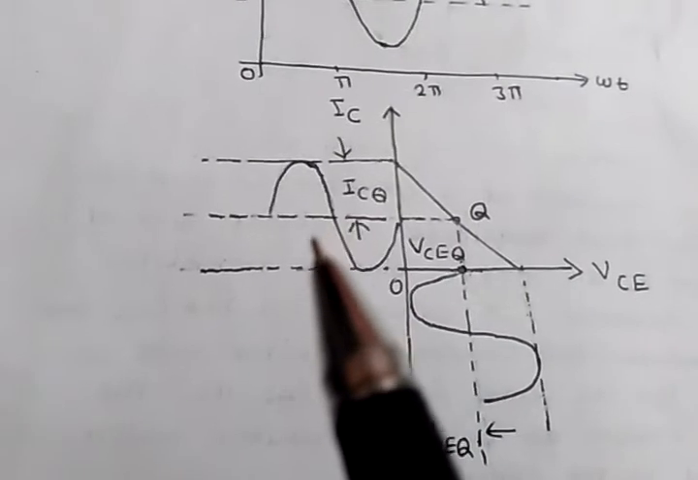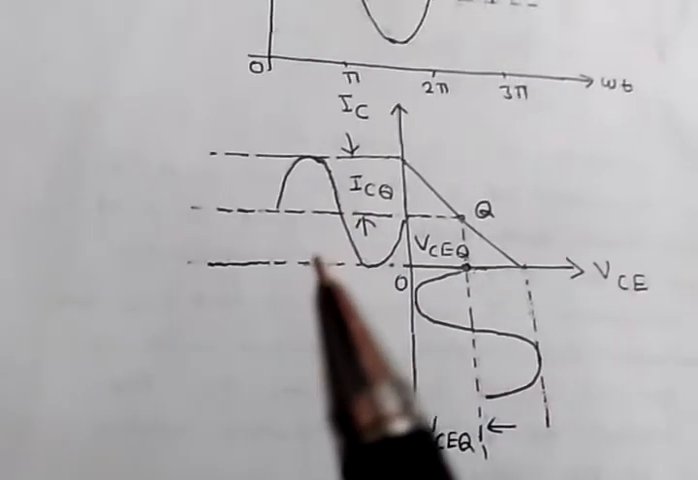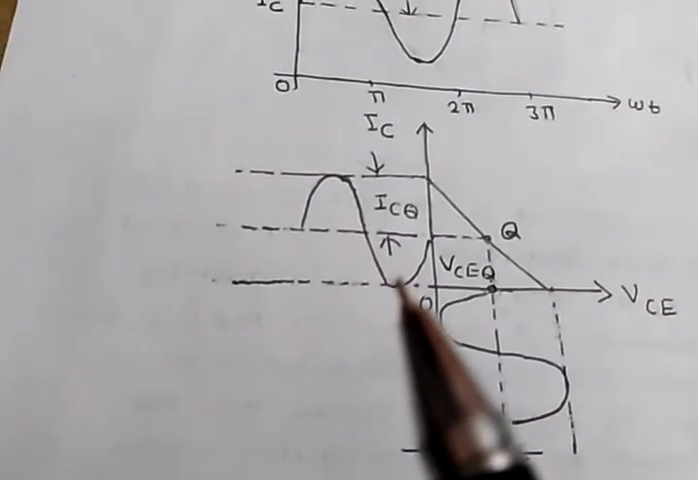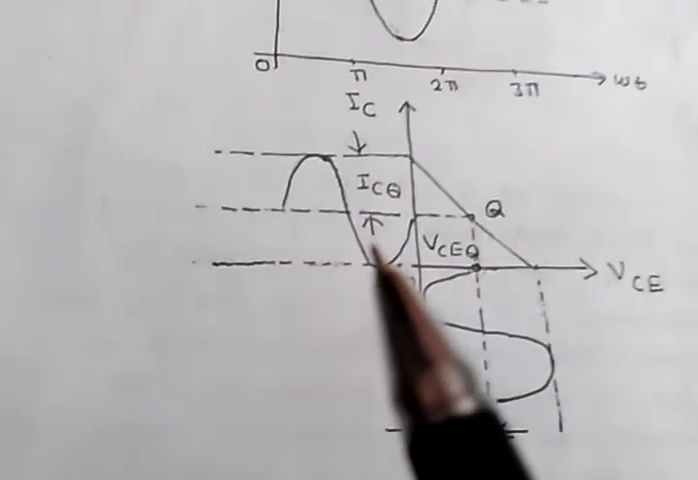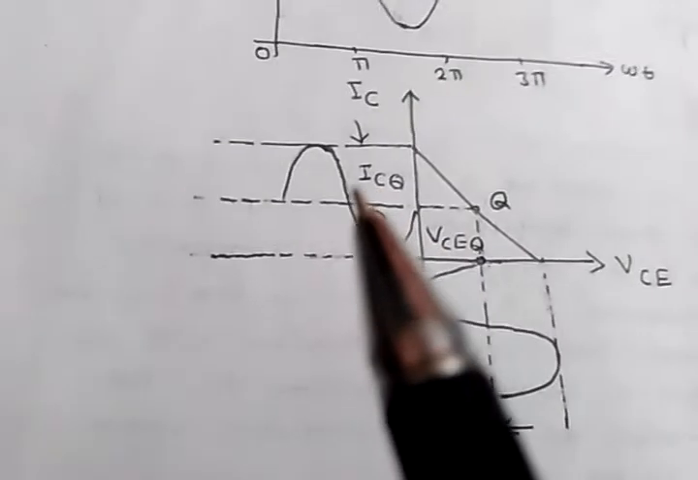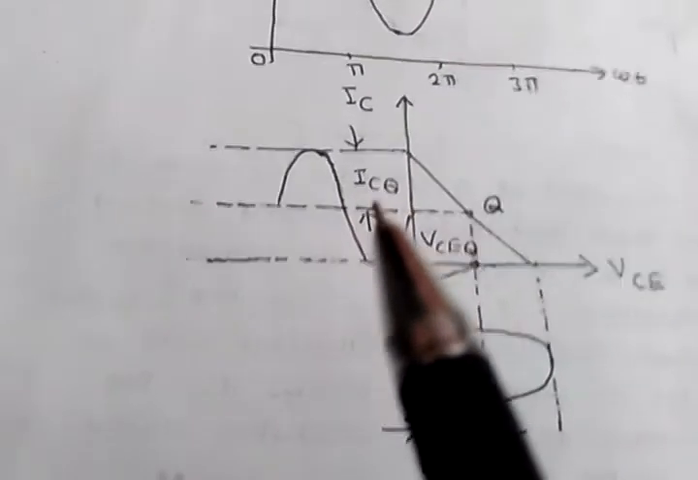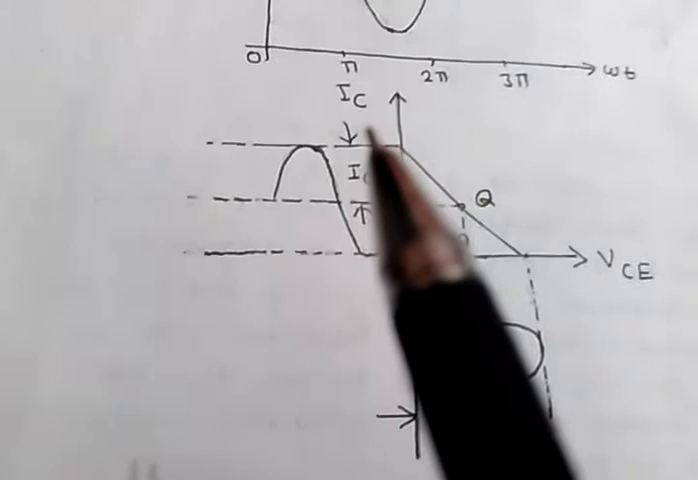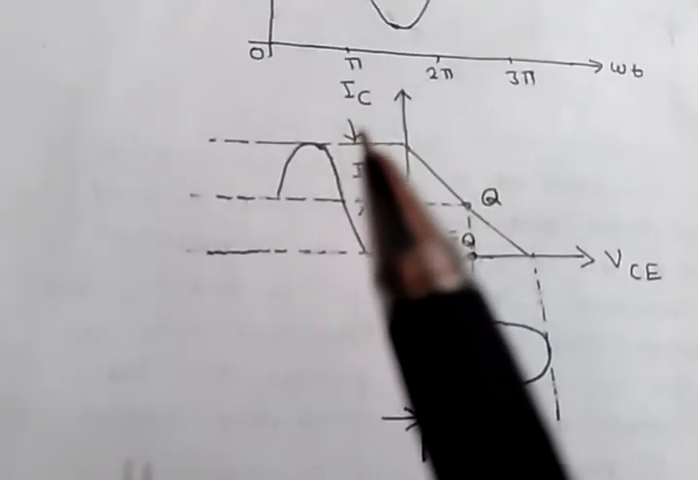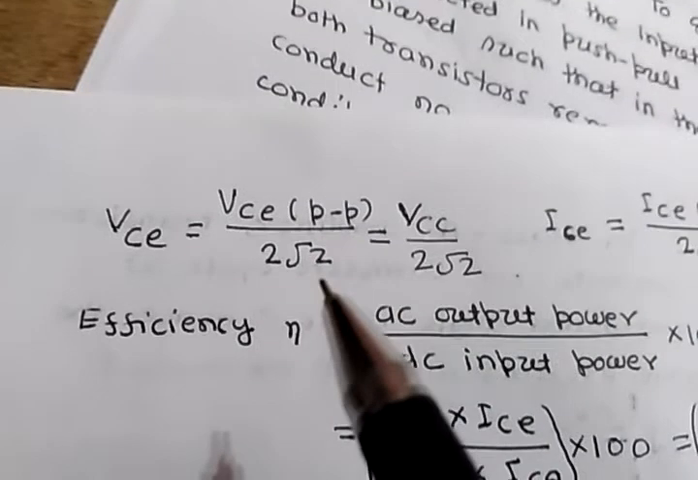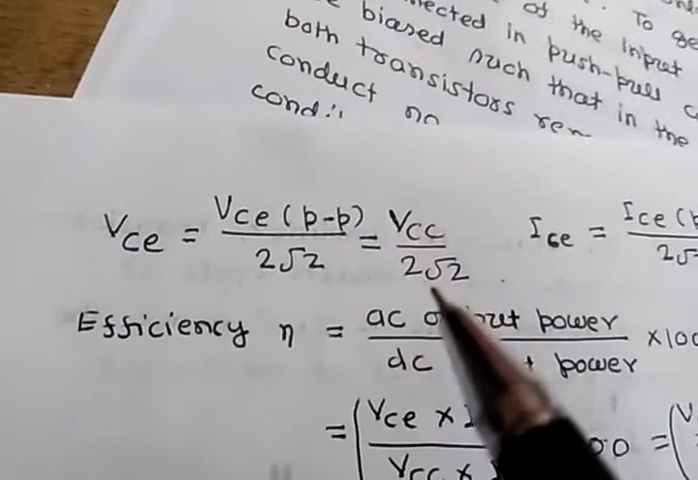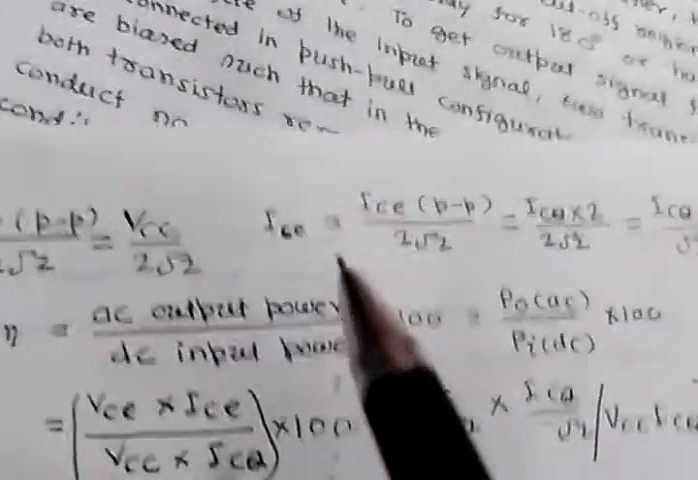ICE and IC are the same, and the peak to peak value of IC is from this lower value to maximum value. Peak to peak value of ICE we can write 2ICQ. 2ICQ we can write in place of ICE peak to peak. So here we can write VCE RMS equals VCE peak to peak upon 2 root 2 equals VCC upon 2 root 2.